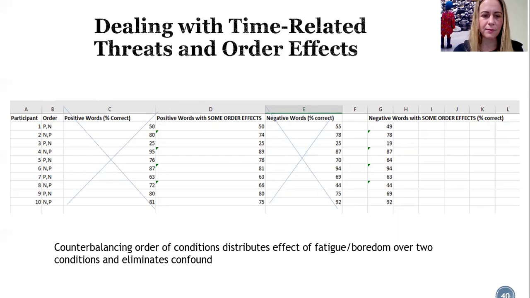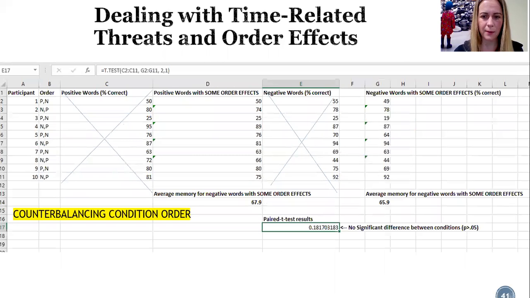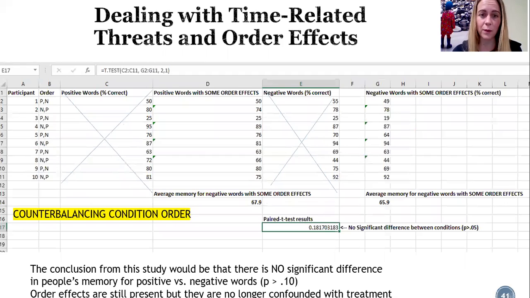But because we've evenly distributed which condition comes first and which comes second, that effect of fatigue and boredom is going to make sure that it's no longer a confound in our experiment. So if we did our stats, we would come up with that same conclusion we had at the beginning when there weren't any order effects at all, when maybe they had a break and we made sure people were engaged in the experiment. Our conclusion would still be valid: there is no significant difference. It doesn't matter what kind of words you're reading, your memory is going to be the same.